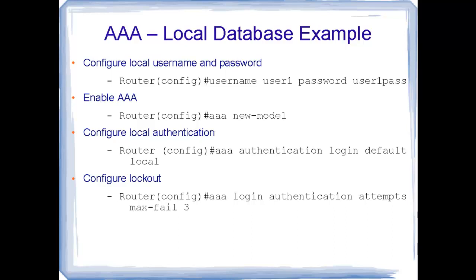Then we're going to go ahead and enable AAA using the aaa new-model command. And then we're going to configure local authentication. So what I did is I said aaa authentication login default local. I want to authenticate login. I'm going to use the default list. I'm not going to create my own list. And I want them to log in local or look at the local database, which is this username and password that I've configured up here to allow people in.